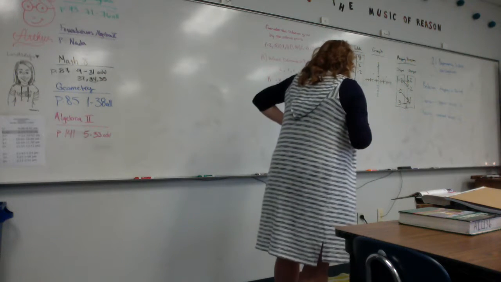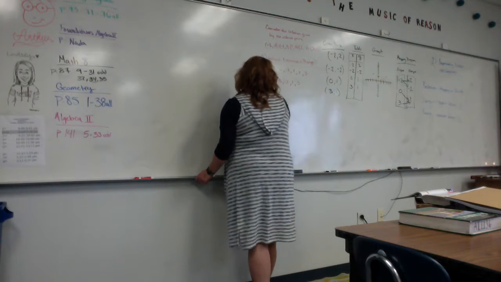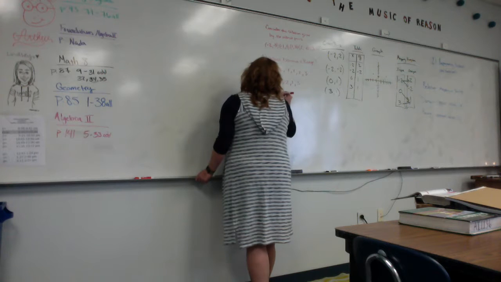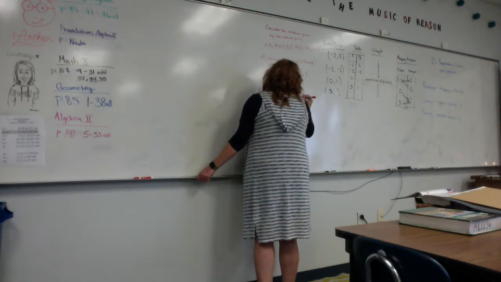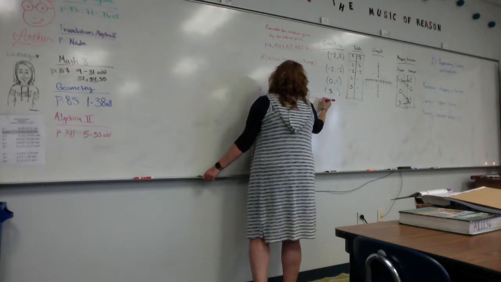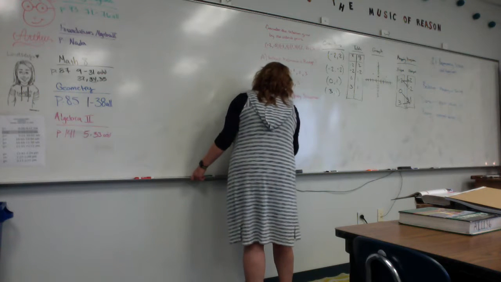Then it says, represent the relation using a graph and a mapping diagram. So graph and mapping diagram. So how do I graph this? What do I do to graph all these things?